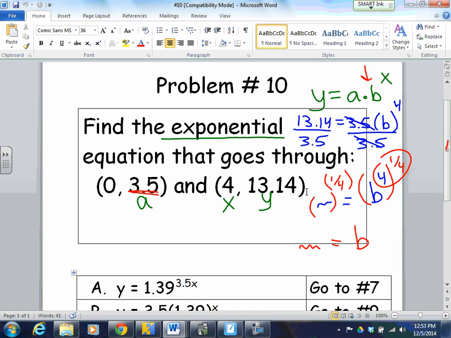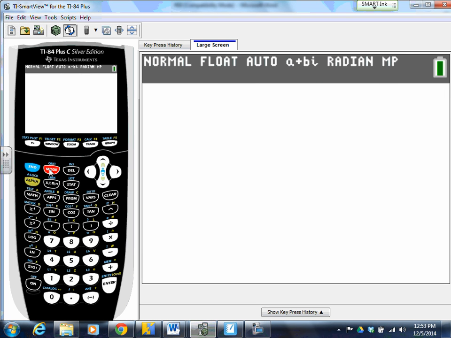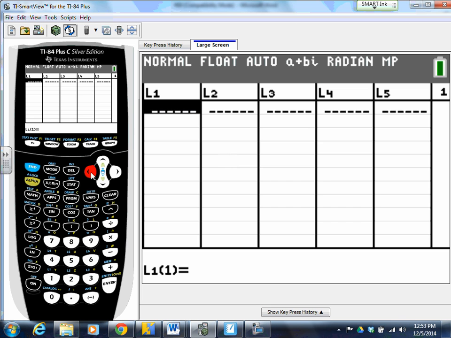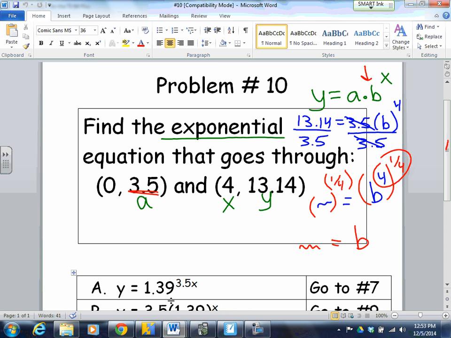So I'll show you that real quick. That might be helpful on the test. When they give you 2 points, so 0, 3.5, anytime you have some points, on your home screen you want to enter data and do regression. Go into stat and just enter those points into the lists. So I'm going to clear the old stuff from the previous problem. Okay, so again, my x values: x is going to L1, 0. The other x was 4. And the y's that went with them were 3.5 and, I'm sorry, 13.14.